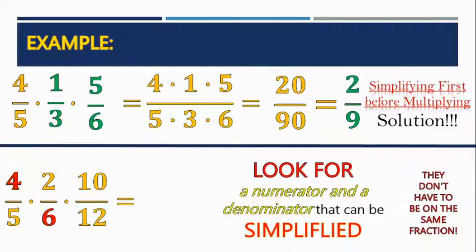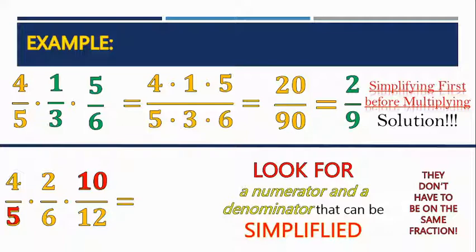Let's start. So we have 4 and 6 could still be simplified. Another, 4 and 12 could also be paired and simplified. 2 and 6 also could be paired and simplified. 2 and 12 could be paired and simplified. 10 and 5 could be paired and simplified.